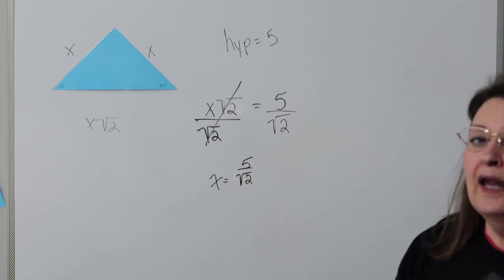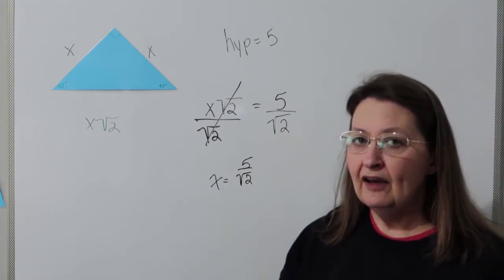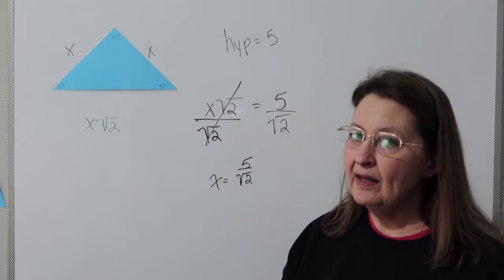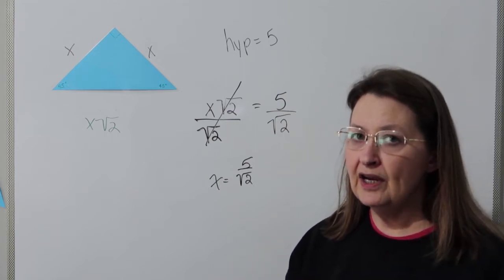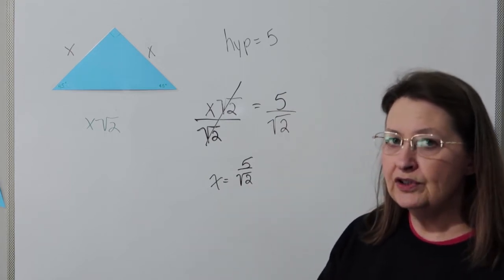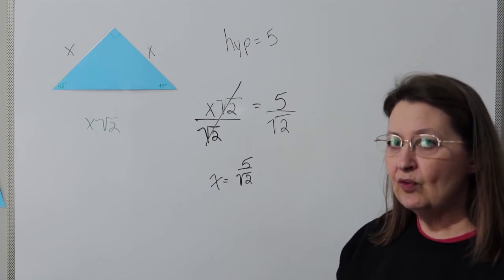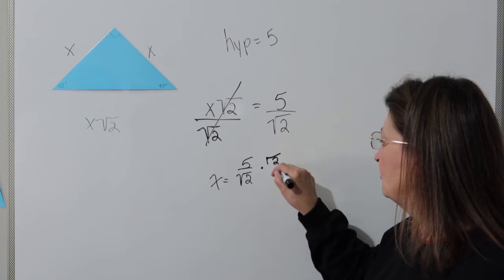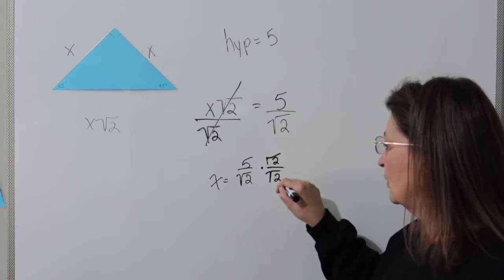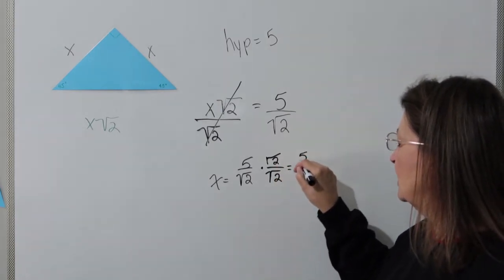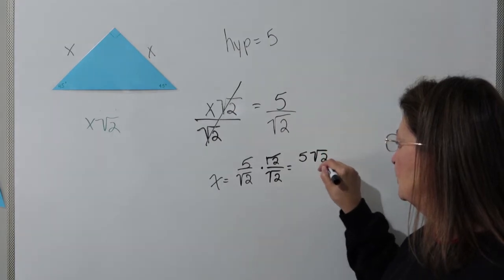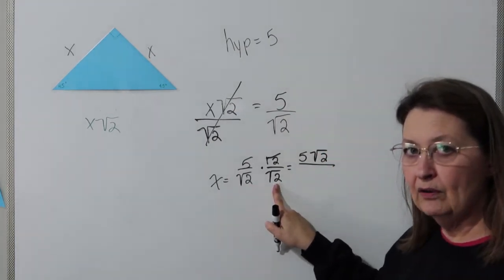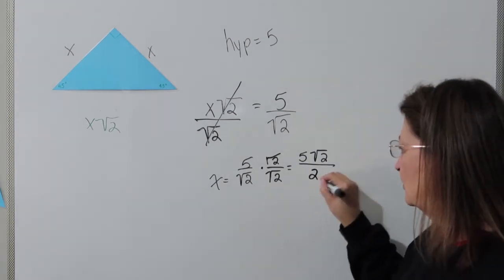Now at this point, you might have to rationalize this denominator. Some teachers are requiring that, some aren't. So read your directions, know what your teacher wants. If you have to rationalize the denominator, you're just going to multiply top and bottom by square root of 2 over square root of 2. And that's going to give you 5 square root of 2 over, now square root of 2 times square root of 2 is square root of 4, which is 2.